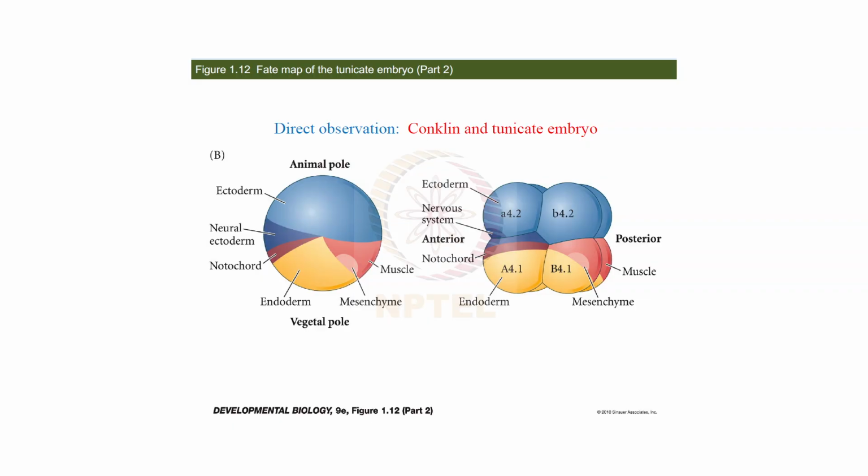Next, it was directly observed in the conchlin and tunicate embryo. If I'm not wrong, these two organisms were used because the eggs were transparent. I guess I'm not very sure, guys. I have to read about that, I'll tell you in the next lecture. But why these conchlin and tunicate embryos were used, I just forgot the reason. But yes, these were the organisms used for direct observation to understand the fate map, that if a particular cell is dividing and going somewhere, what it will form and what lineage it will lead to.